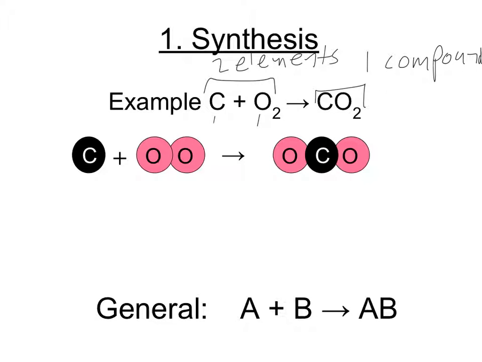And think of what synthesis means. Synthesis means to put together. So you're putting together a carbon and an oxygen to make CO2 or carbon dioxide. The general formula right here, down at the bottom, is just showing you that you have 2 elements, element A adding to element B to produce something combined, compound AB. So that's how you identify a synthesis reaction.